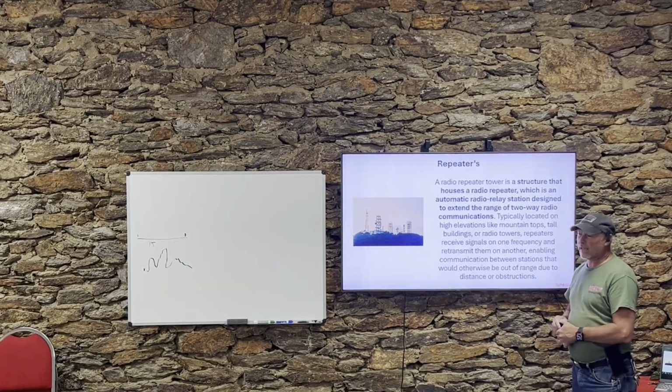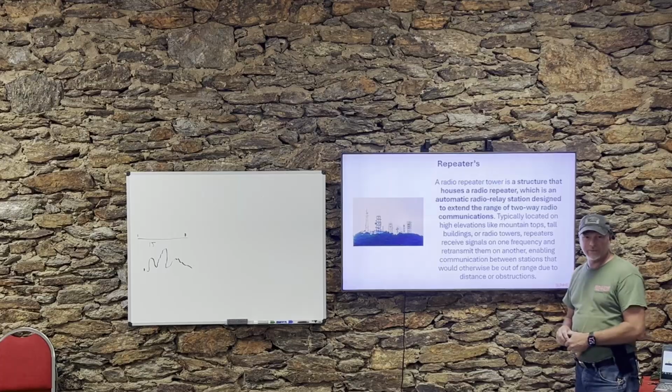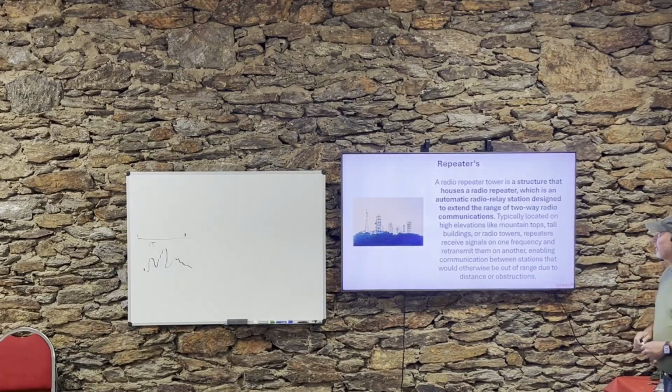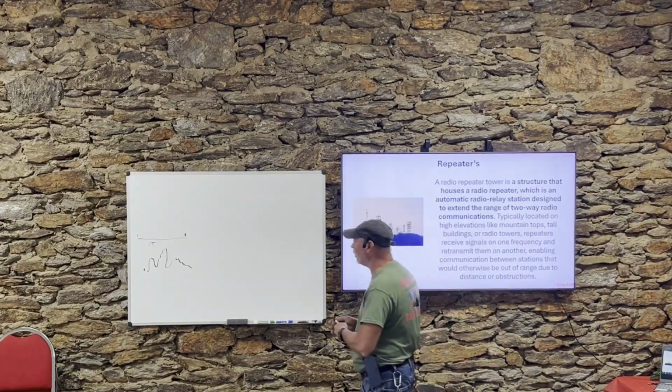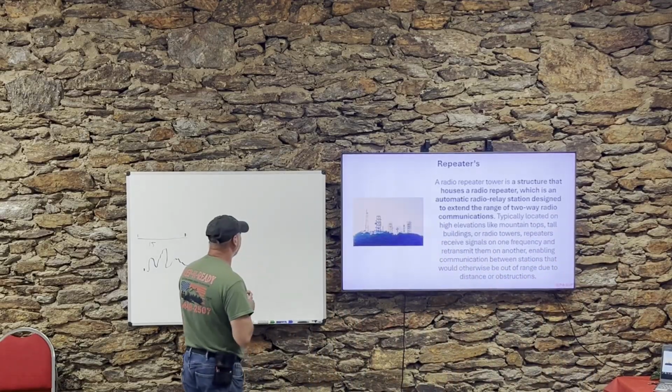Repeater towers, however, are a good thing. A radio repeater tower is a structure that houses a radio repeater, which is an automatic radio relay station designed to extend the range of two-way radio communications. It's typically located on a mountain knoll, on top of a building, something like that.